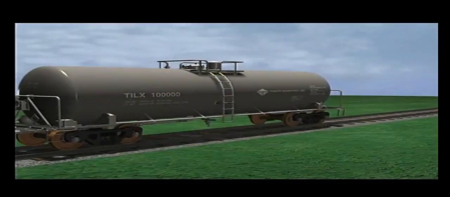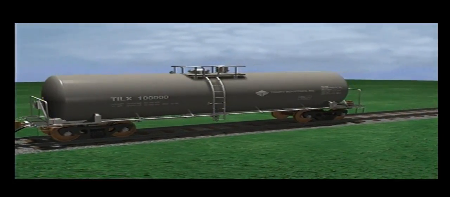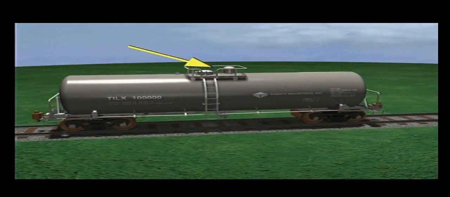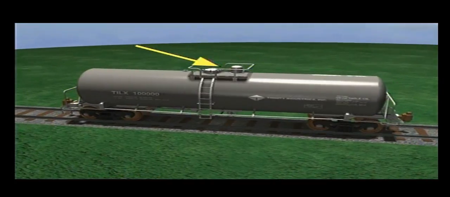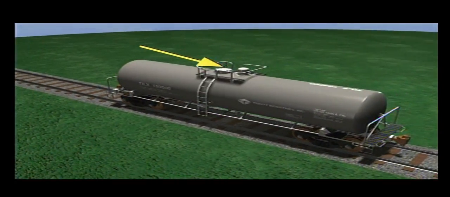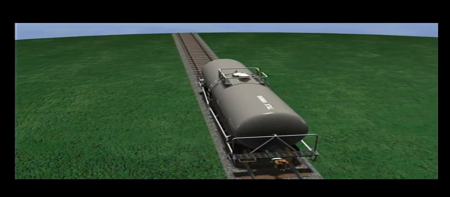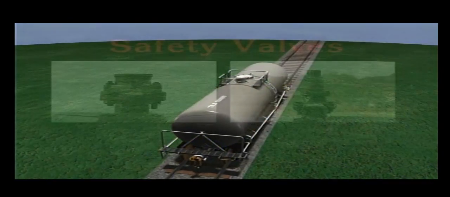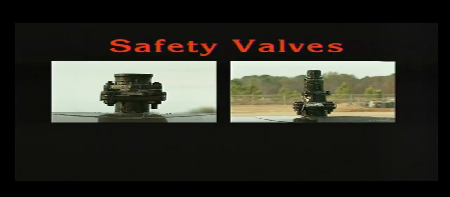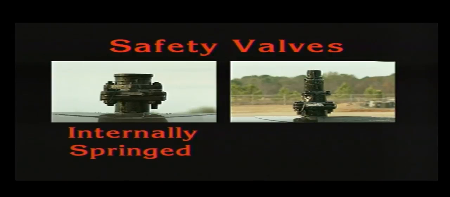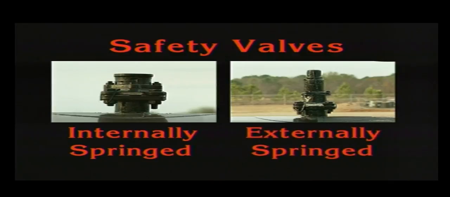We will now look at some of the common fittings found on top of the tank car, beginning with safety relief devices. There are several types of relief devices, all designed to relieve pressure. Some use positive pressure and some use negative pressure. One type of safety device is the safety valve. There are two different styles, the internal springed valve and the external springed valve. Safety valves are used to relieve positive internal pressure.